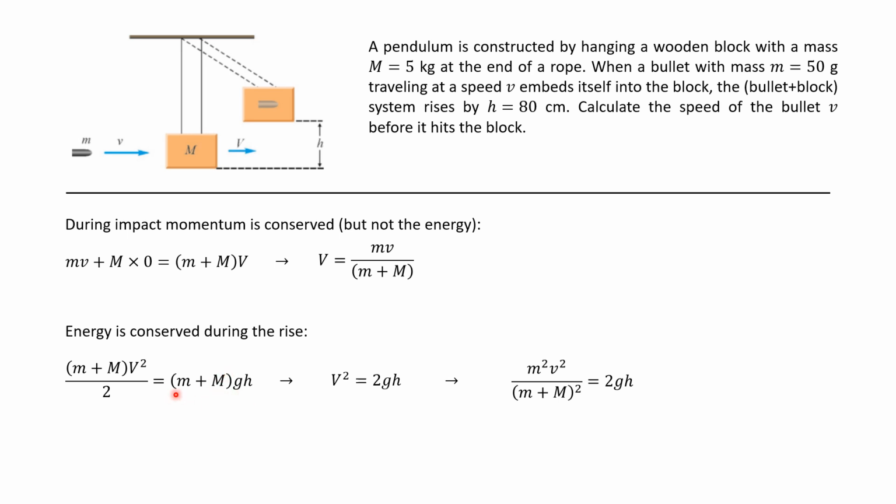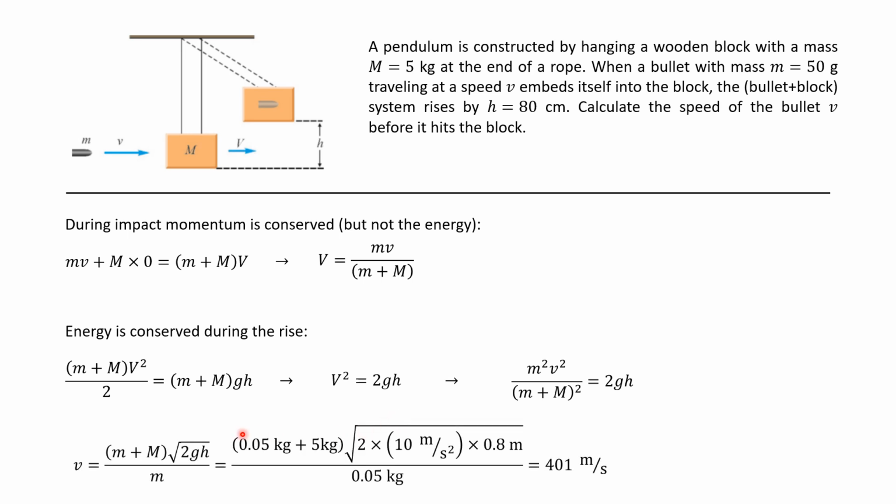So from here we can cancel m plus M from both sides, multiply both sides of the equation by 2, right? And we end up with V squared equals 2gh. Well, we already know that the capital V is equal to this. If you put it in here, that's what we have. Now we can solve for small v, which is the velocity of the bullet, and it comes out to be small m plus big M divided by m times square root of 2gh.